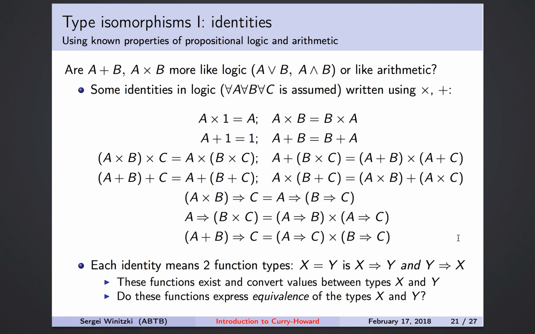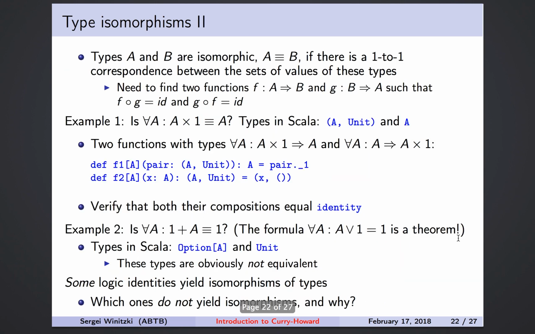So do these functions express the equivalence of the types x and y, so that any value of type x can be converted to some equivalent value in type y and back without any loss of information? Is that so? That was the question I asked. I looked at some examples. Well, first, what does it mean more rigorously that types are equivalent, or as mathematicians say, isomorphic?